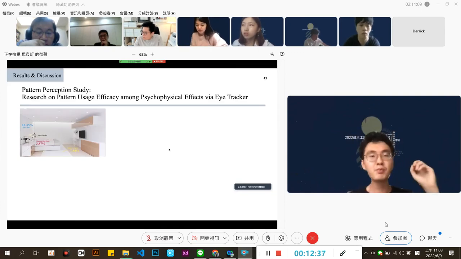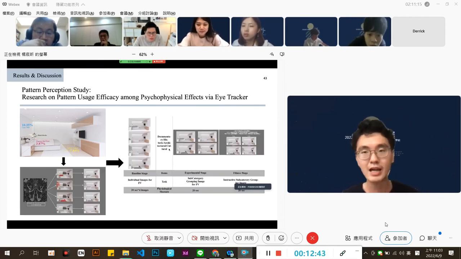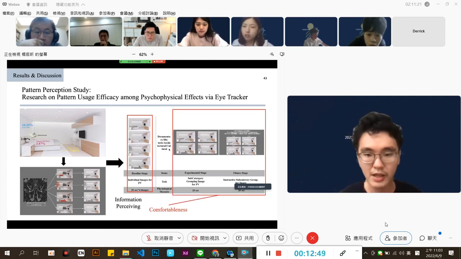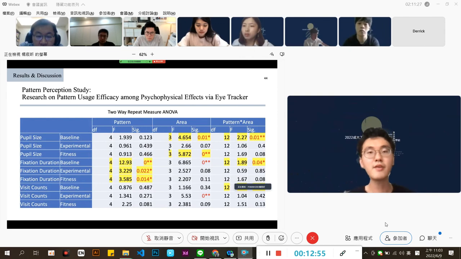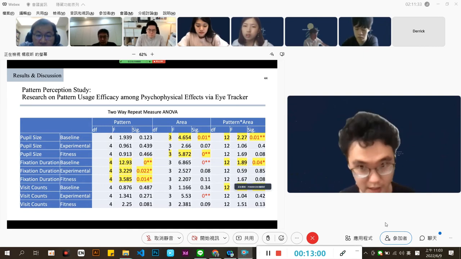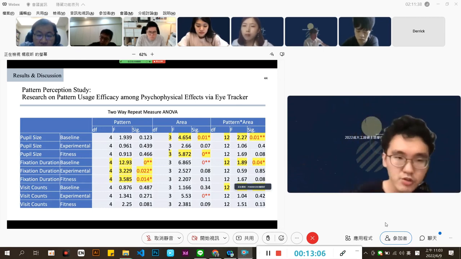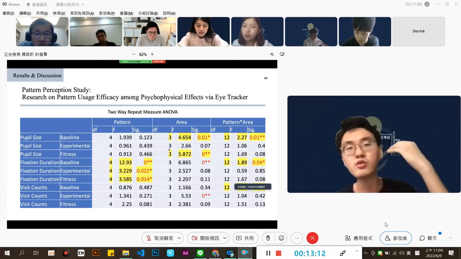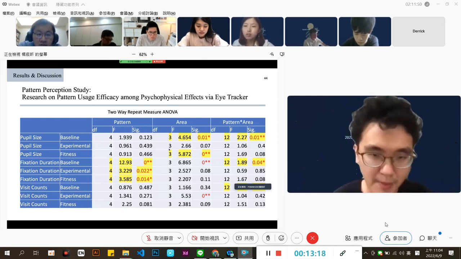We put these patterns individually into these 4 selected places, and then conducted the eye tracking process, including 2 main processes: information perceiving and perception of comfortableness. The results of the 2-way repeated measures ANOVA, not considering the perception of comfortableness, show that various pattern application areas will affect one's emotion, while various patterns will affect the attraction, whether they want to view the total appearance with the specific pattern applied or not.